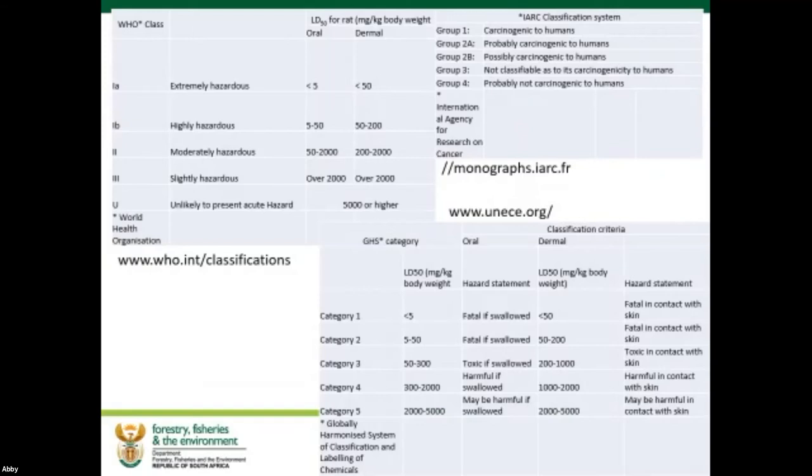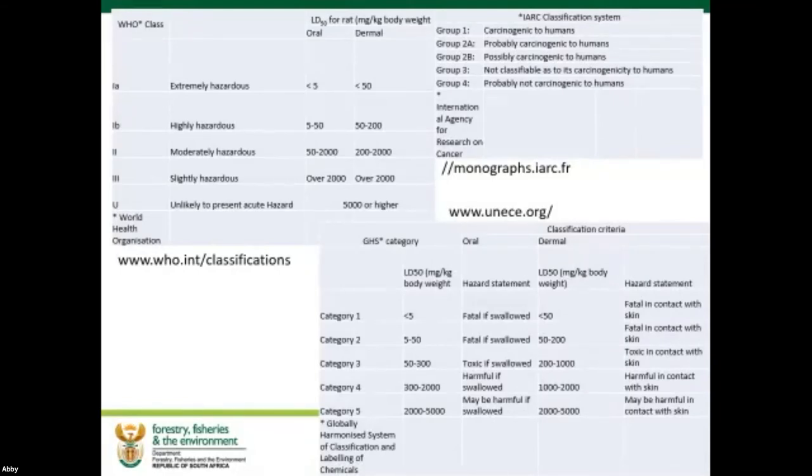On this slide, you can see the hazard classifications for pesticides. The World Health Organization classification has five categories, from 1A, extremely hazardous, to U, which is unlikely to present an acute hazard. And the carcinogenic classifications go from group 1 to group 4. The most popular, or the one that's been in the news lately, is glyphosate. That has changed categories, has been upgraded from group 2B to group 2A, which has moved from possibly carcinogenic to probably carcinogenic to humans.